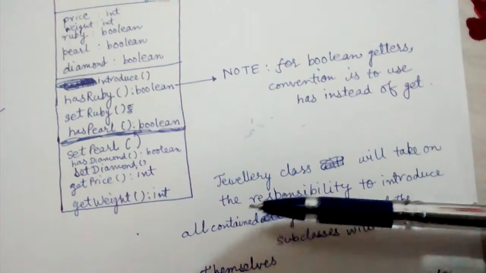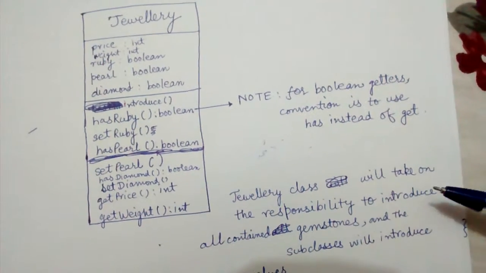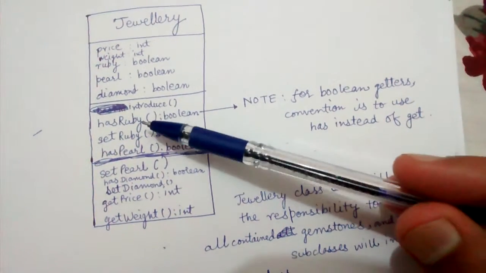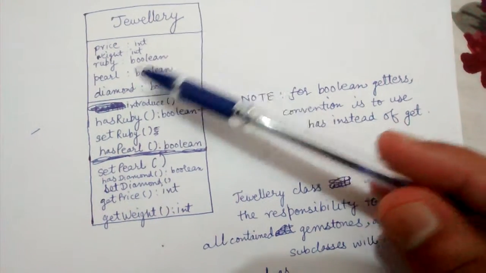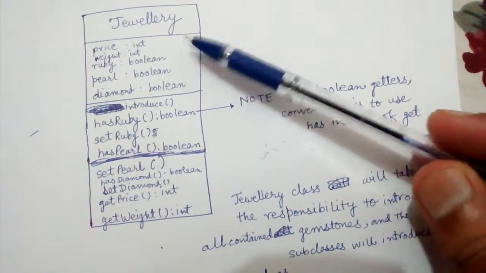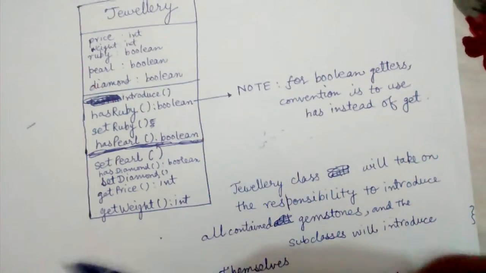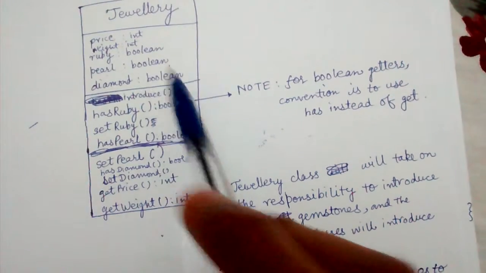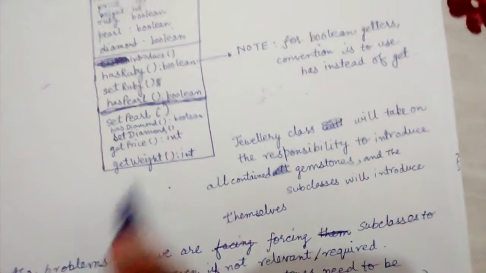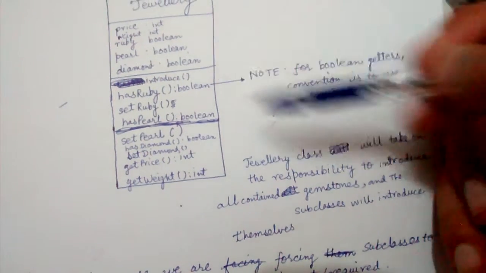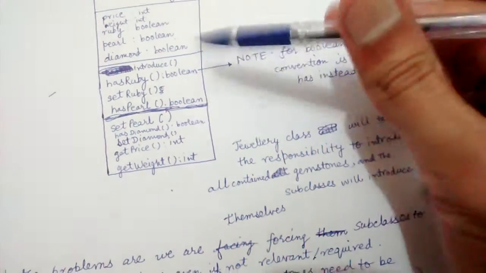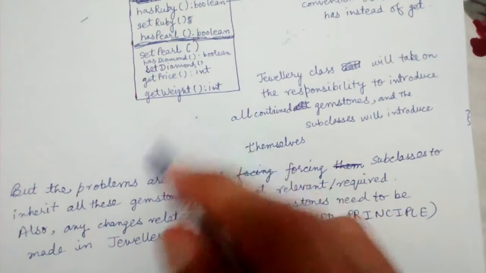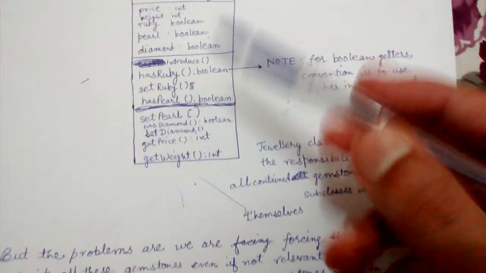So this jewelry class will take on the responsibility to introduce all contained gemstones. It is maintaining these variables. If the ruby variable is true, that means this jewelry has ruby. Pearl is false, that means pearl is not there. Diamond is true, that means diamond is there. So any class inheriting from this will inherit these booleans and can easily represent which decorators I am trying to use. So we just have three plain classes with these booleans to indicate the decorators.